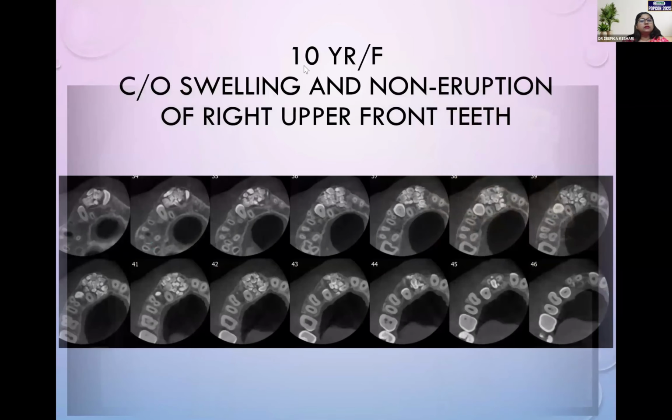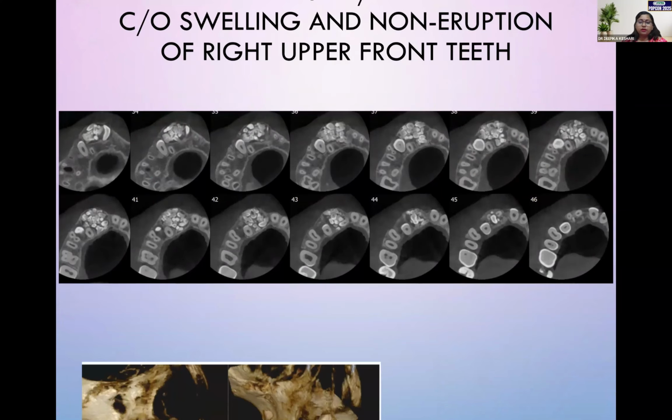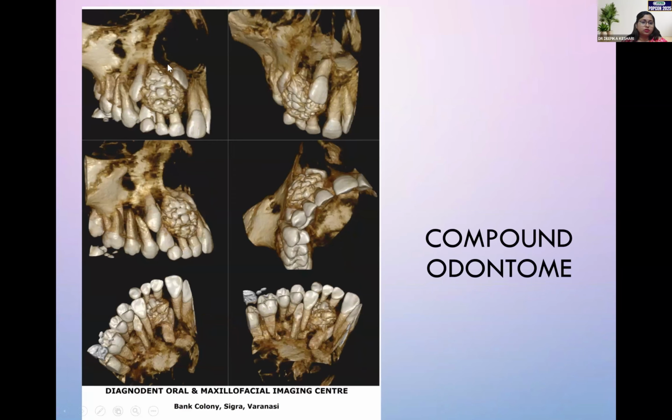Coming to another case, where this 10-year-old female patient was complaining of swelling and non-eruption of right upper front teeth. When we took CBCT, we could see clusters of multiple miniature teeth-like structures in the anterior maxilla region. So this was a case of compound odontome. You can also see this cluster of teeth in the 3D reconstruction images.